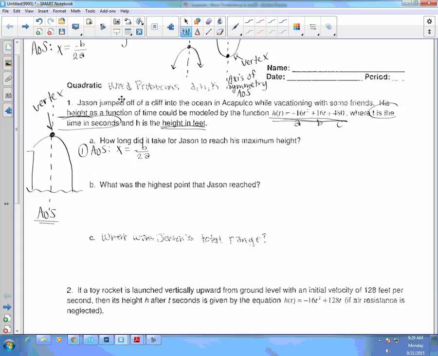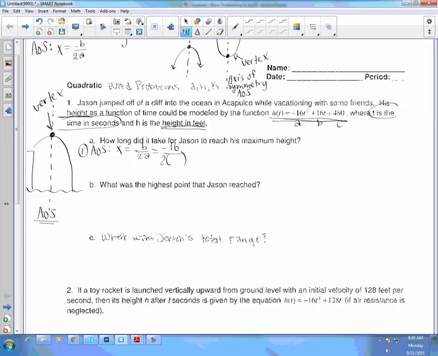I think it's positive 16, and then we'll plug in the negative in front of it. So negative 16, because the formula has a negative. We don't need the 2, it's just the number, all over 2 times A.